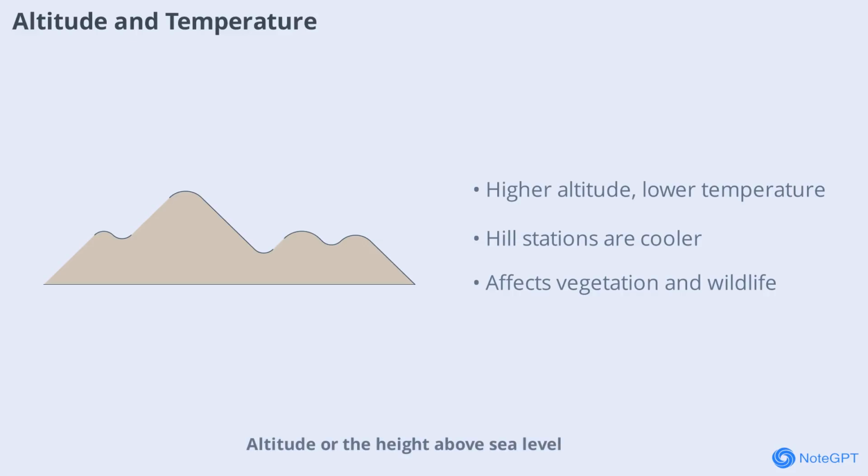Altitude, or the height above sea level, plays a crucial role in determining climate. As altitude increases, temperature generally decreases. That's why hill stations like Shimla and Darjeeling are much cooler than the plains even during summer. The air becomes thinner and less able to retain heat at higher elevations. This is why mountainous regions often experience snowfall and have a different climate compared to nearby low-lying areas. Altitude also influences the types of vegetation and wildlife found in a region.